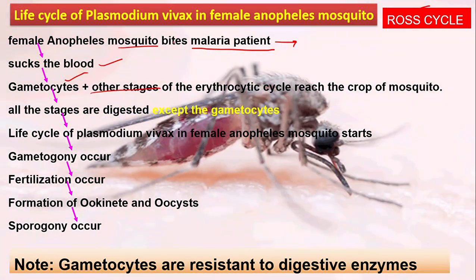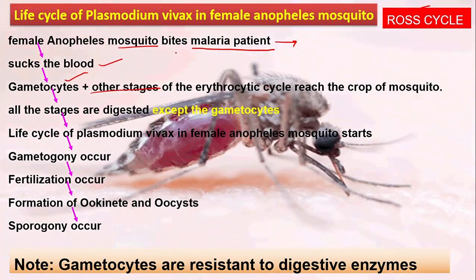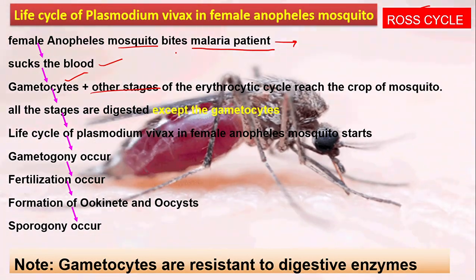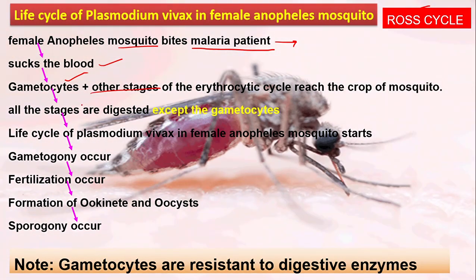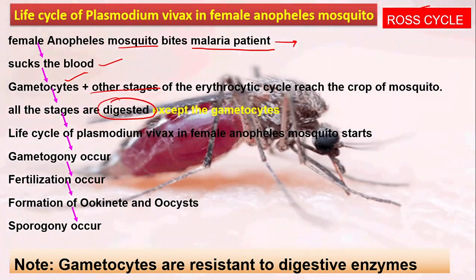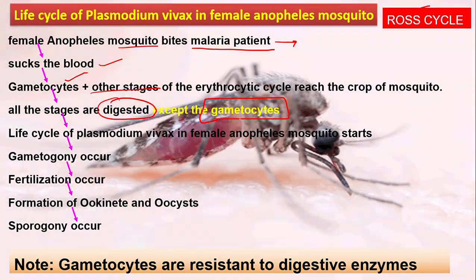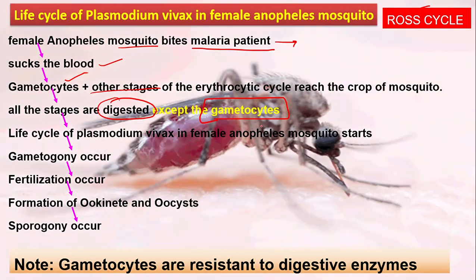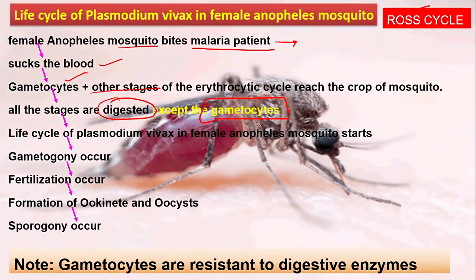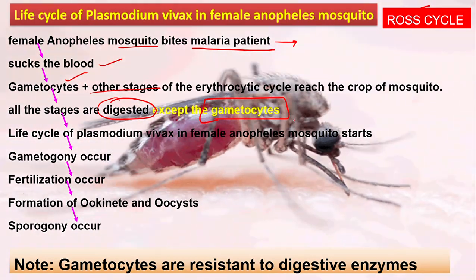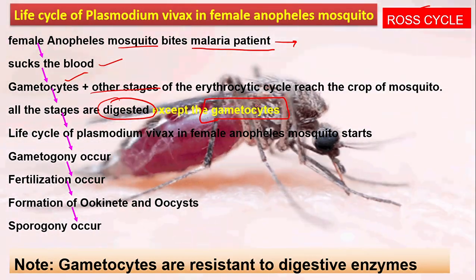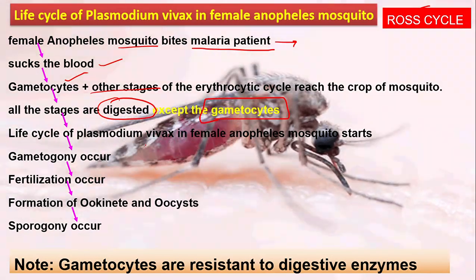When it sucks the blood, gametocytes and all the other stages, cryptozoites, micro-cryptozoites, whatever is present in the blood, all enter the mosquito. But all these stages are digested except the gametocytes. Only gametocytes will survive, and the rest of the stages will not, because the mosquito's body does not have the environment where they can stay alive.